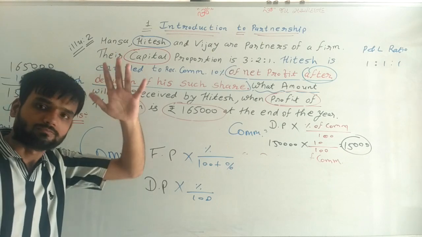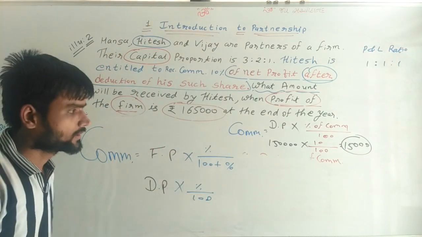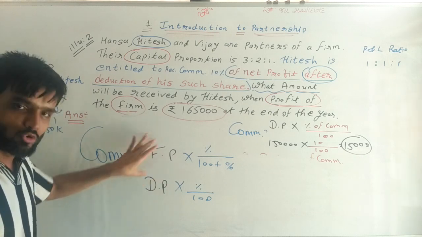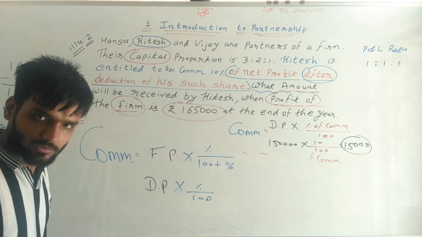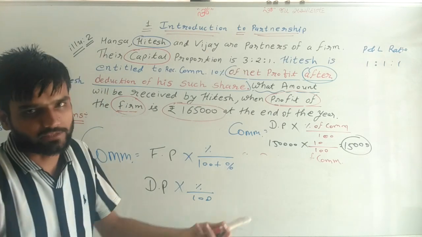But the concept I told you already. So on these two bases you can solve sums, you can calculate commission and total amount. How we can find that, you know all.